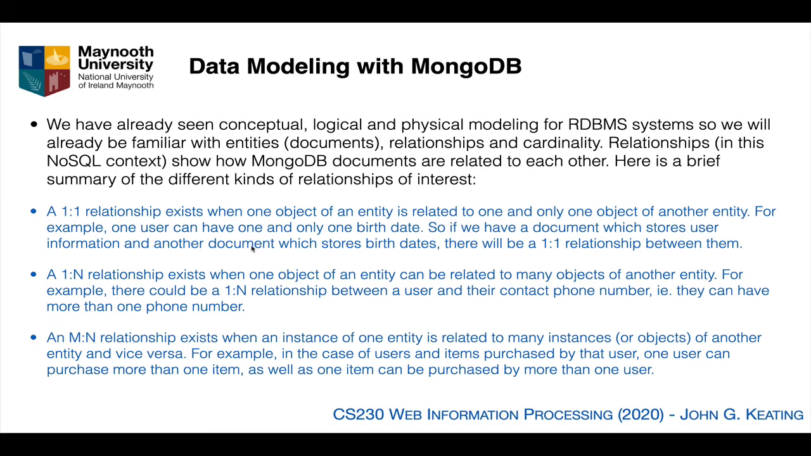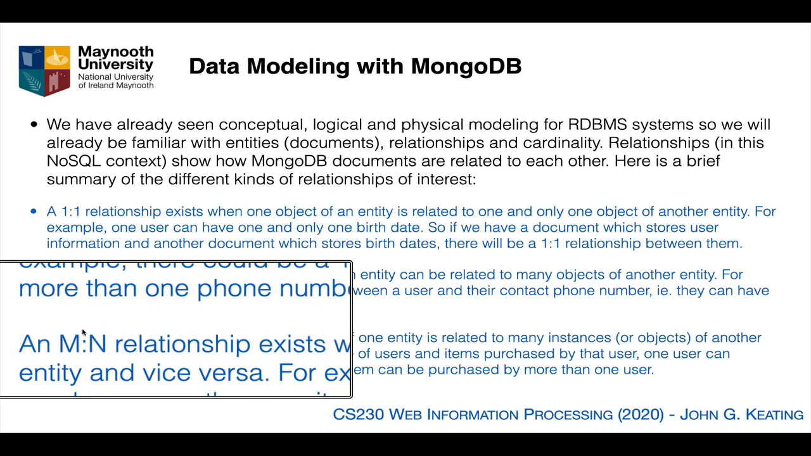So here's a brief summary of the different kinds of relationships that we're interested in. One-to-one relationships exist when one object of an entity is related to one and only one object of another entity. There's one instance, in other words. One user can have one and only one birth date. So if one document stores user information and another document stores birth dates, there'll be a one-to-one relationship between them. A one-to-many, or 1:n, relationship exists when one object of an entity can be related to many objects of another entity. For example, a user and their contact phone numbers: they can have more than one phone number.